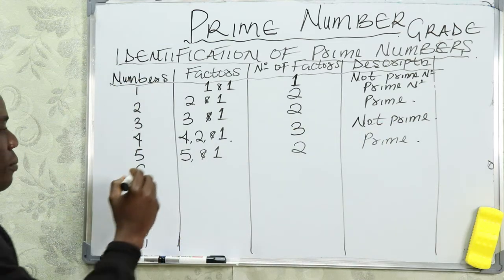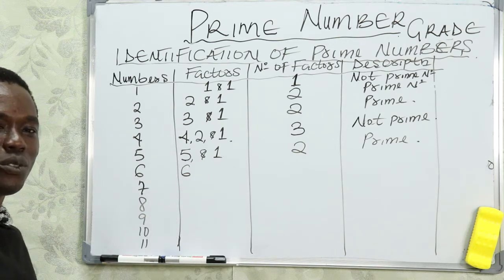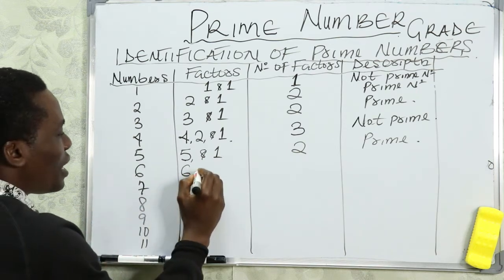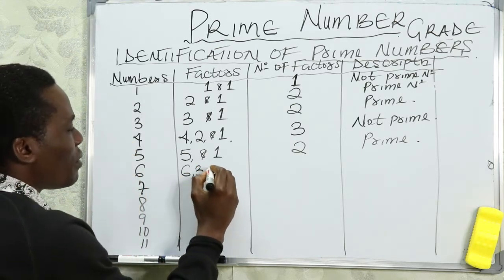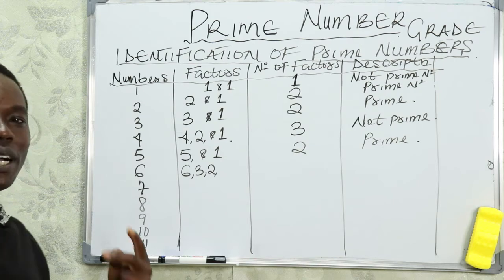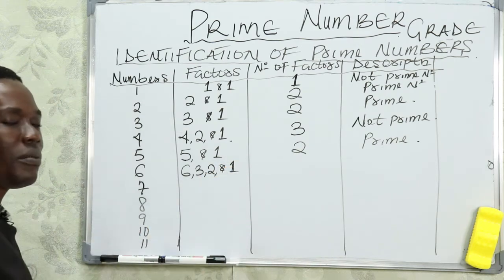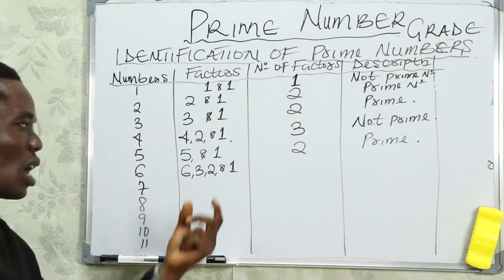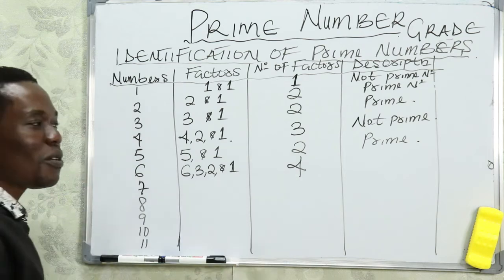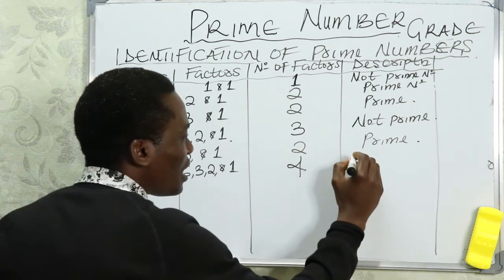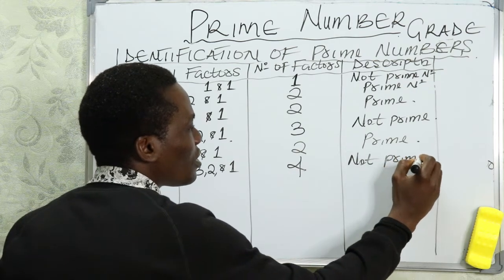Now let's analyze number 6. 6 can be divided by itself. 6 divided by 6 will give us 1. It can be divided by 3. 6 divided by 3 will give you 2. It can be divided by 2. 6 divided by 2 will give you 3. And it can be divided by 1. 6 divided by 1 will give you 6. So how many factors does it have? It has 4 factors. Because of that, it is not a prime number.